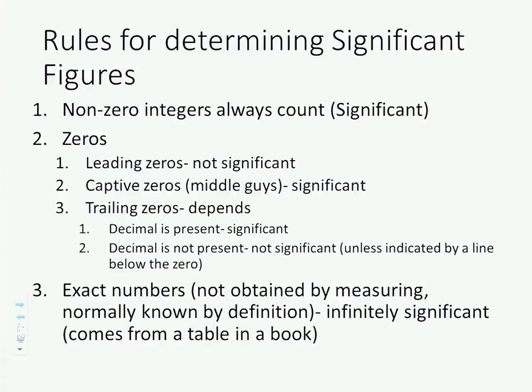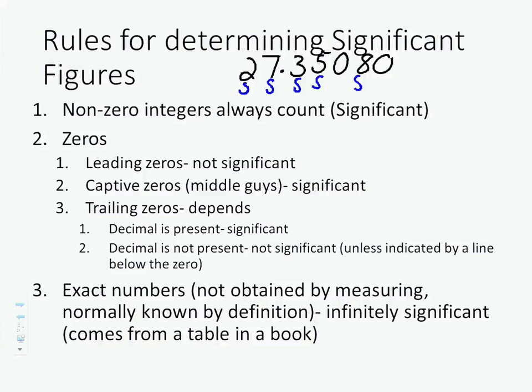So for instance, let's list an example number here: 27.35080. Let's say this is our number. We're trying to figure out which of those numbers in 27.35080 are significant. First of all, any non-zero integers always count, meaning they're always significant. So if we come up here, the 2, is it significant? Yes, it's got to be significant. Why? Because it's not a 0. What about the 7? Is it significant? Yes. Same for the 3, the 5, and the 8. Those are all significant just based on the first rule, that if it's not a 0, it is always significant.